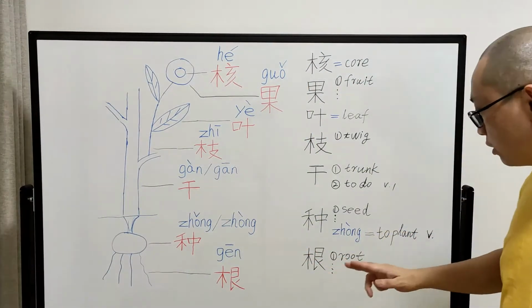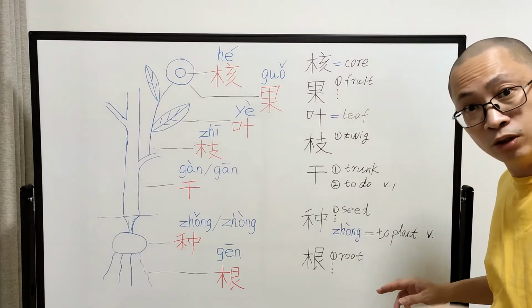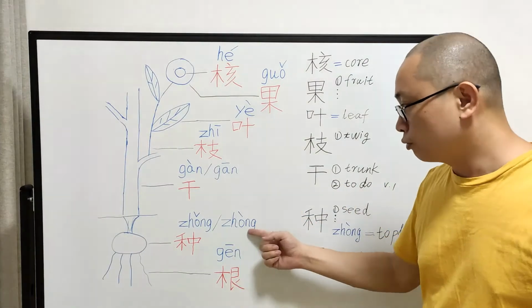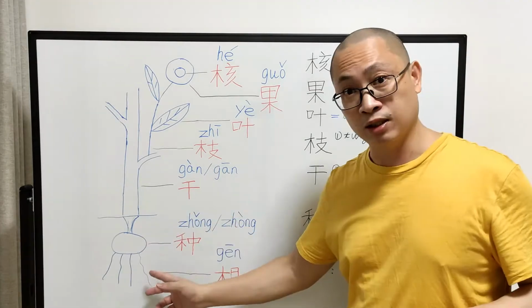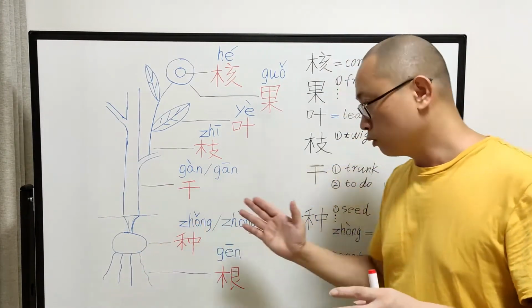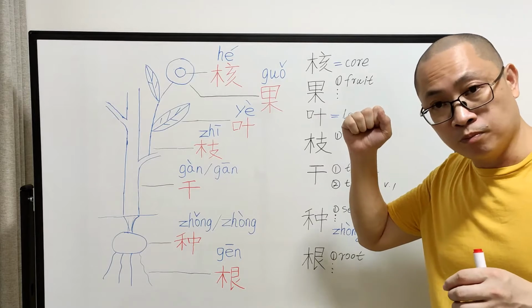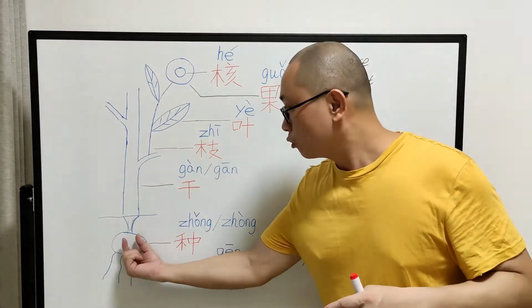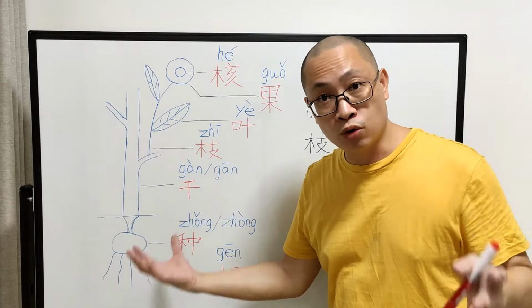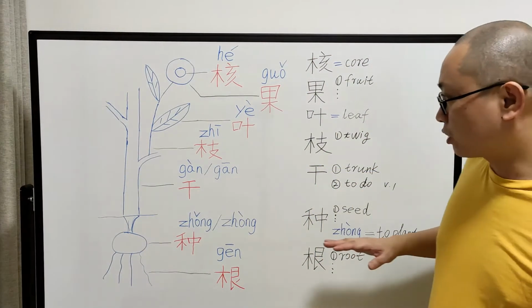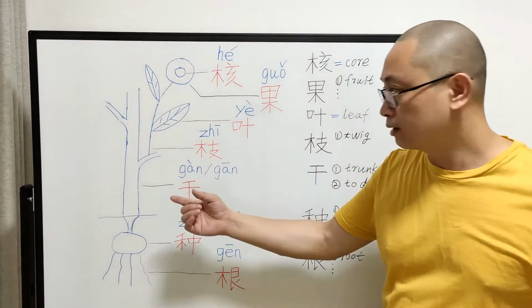Okay, 种 means to plant. To plant, it's a verb. To plant what? 种 子, 种 means plant a seed. Okay, the next 种 树, plant a tree. Okay, plant, very clear.